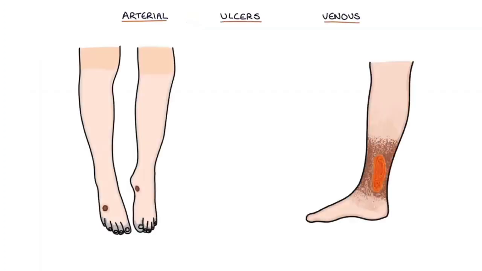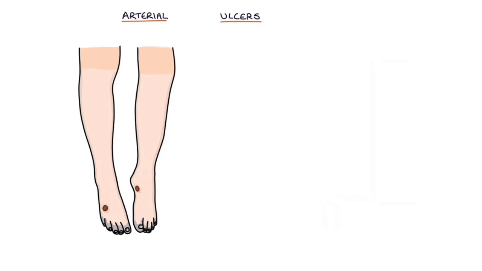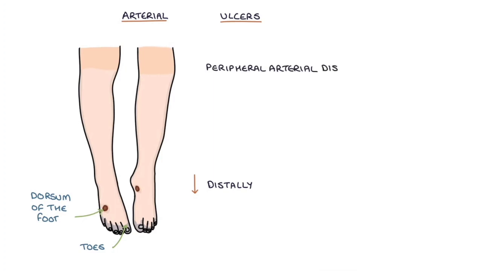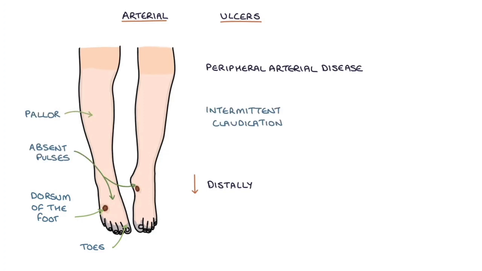Let's move on to talking about arterial and venous ulcers. There's some key features that can help you distinguish between arterial and venous ulcers. Typically, arterial ulcers occur distally, affecting the toes or the dorsum of the foot, or the back of the foot. They're associated with peripheral arterial disease, with absent pulses, pallor of the skin, and intermittent claudication symptoms.